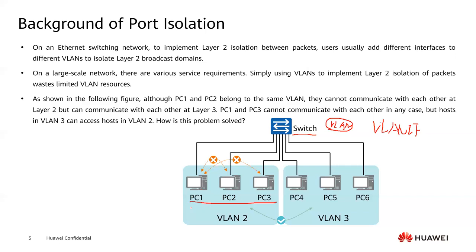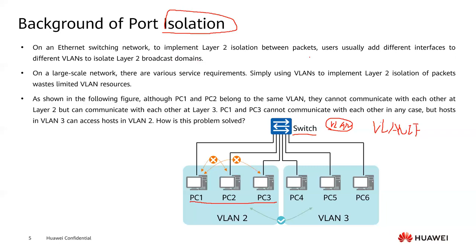Inside a VLAN, how do we do the isolation? The VLAN technology can't achieve this. So how do we do this? For example, for PC1, PC2, and PC3, you don't want PC1 to communicate with PC2 and PC3. How to do this? That is the problem.